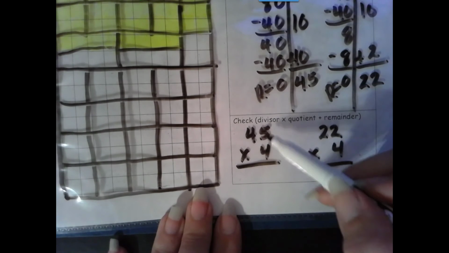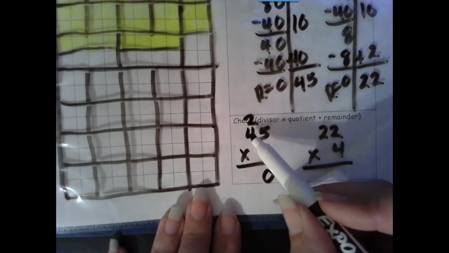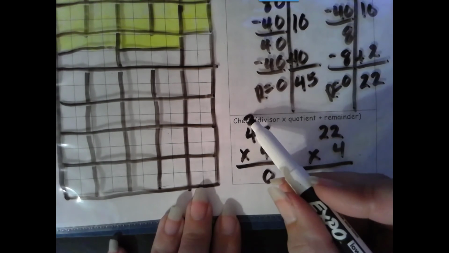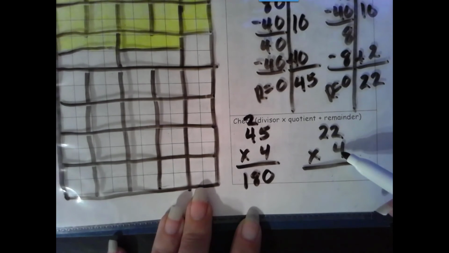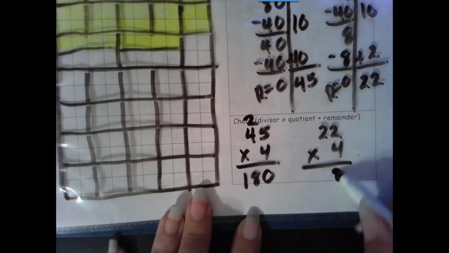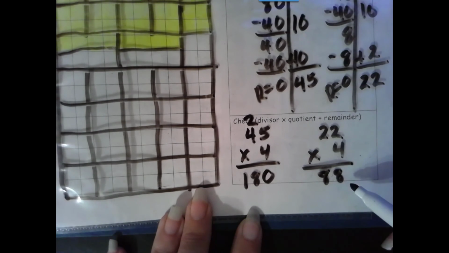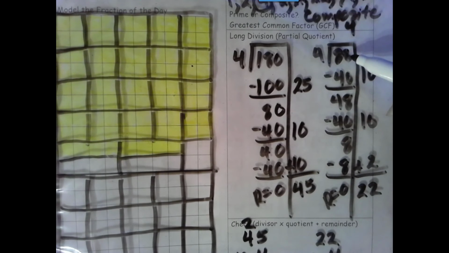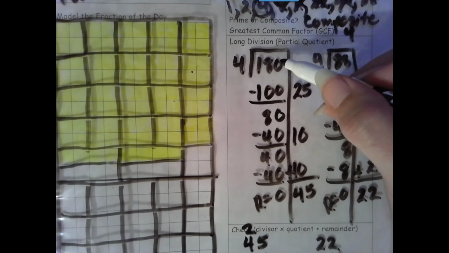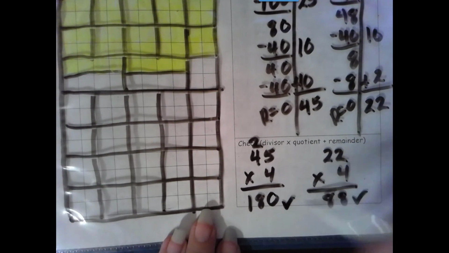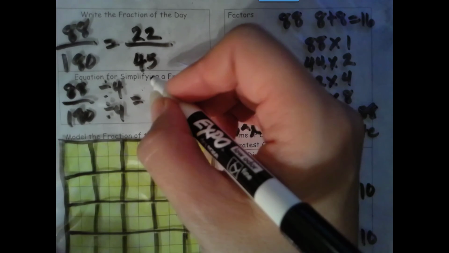4 times 5, 4 groups of 5 is 20. 4 groups of 4 tens is 16 tens plus 2 more tens is 18 tens. 4 groups of 2 is 8. 4 groups of 2 tens is 8 tens. 88, that matches our dividend up here, so it checks. 180 matches our dividend up here, so it checks. Our numerator is definitely 22. Our denominator is definitely 45.